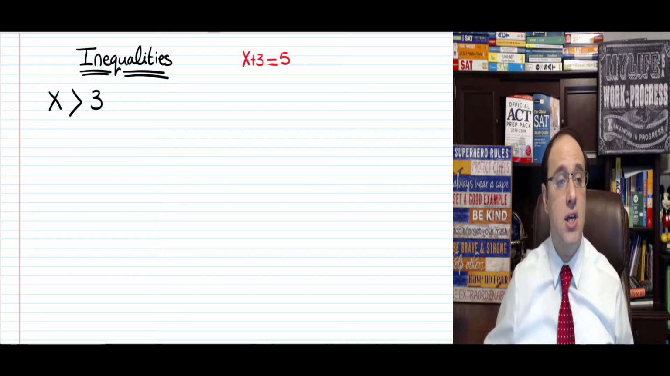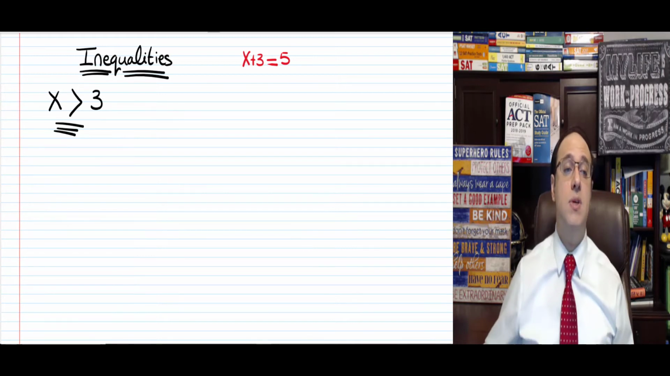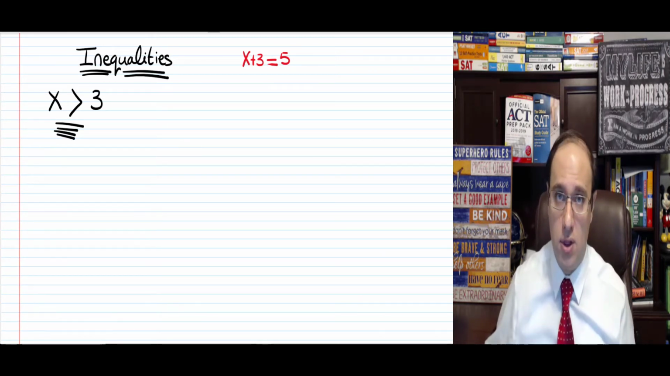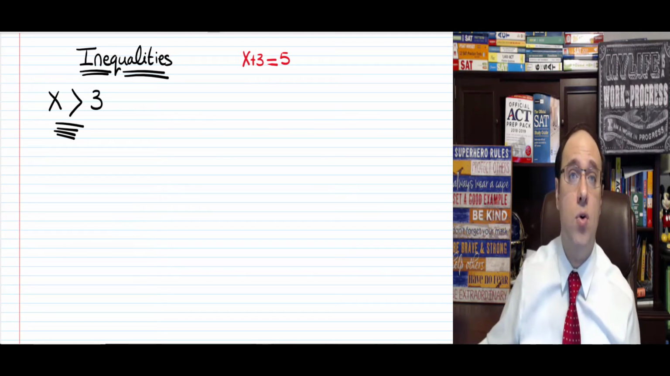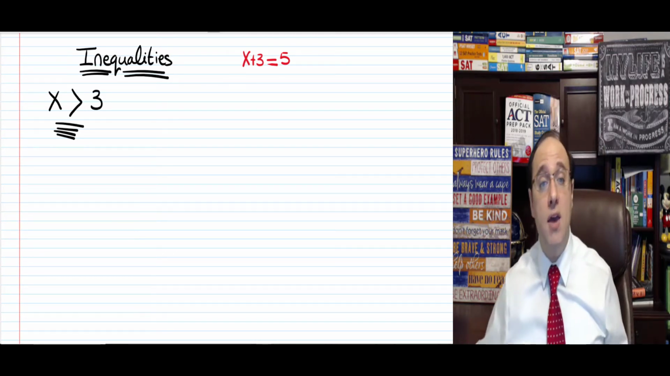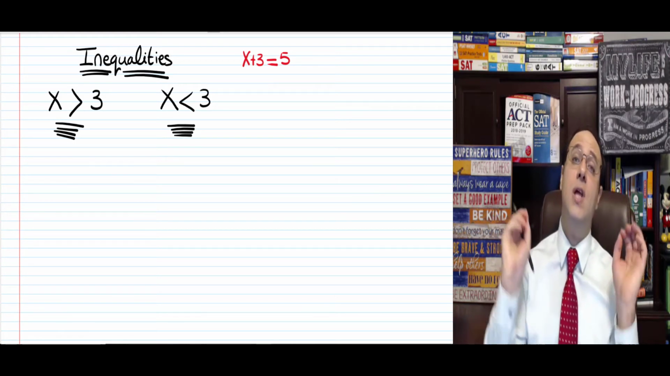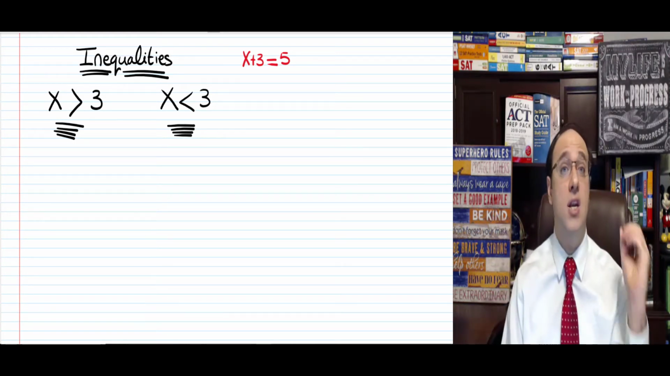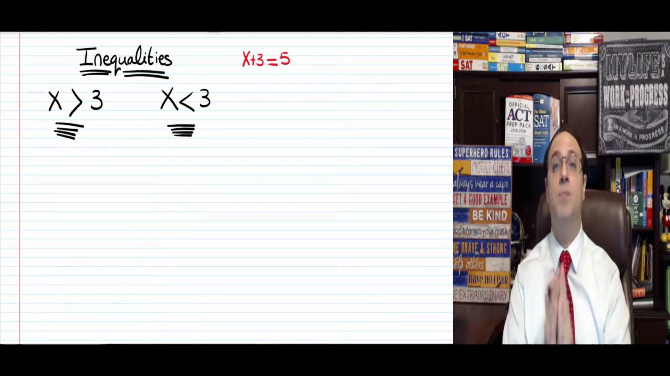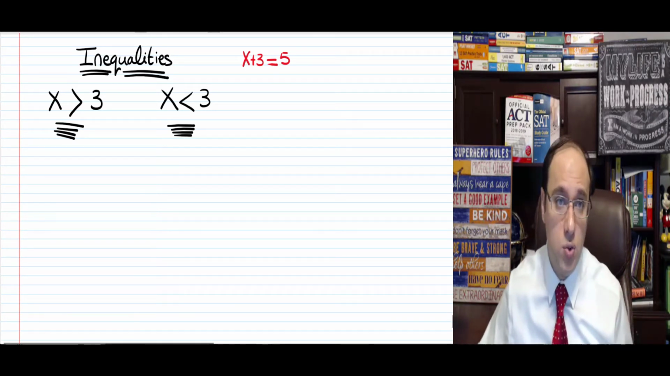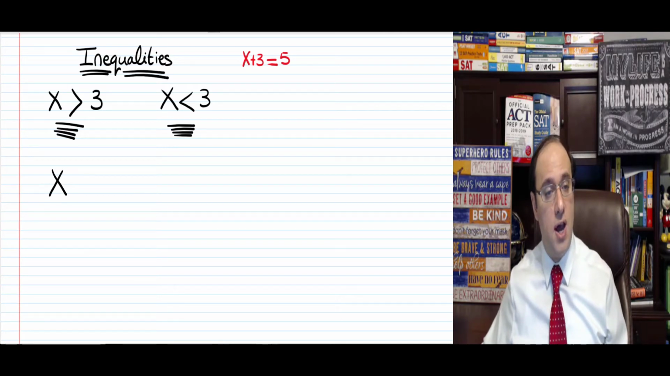So, x is greater than 3. This means that x does not equal 3. X is greater than 3. It's 4 or 5 or 6, for example. If we say x is less than 3, that means that x does not equal 3. It is less than 3. It is 2. It is 1. It is -1. It is 0. Okay? Super.